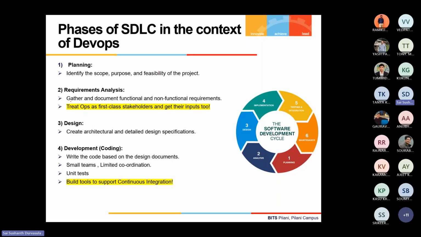So this is something that is taken from the textbook as well, this particular statement wherein they say treat ops as your first class stakeholders and get their inputs too, right? So usually what happens is most organizations involve DevOps only towards the end of the life cycle, wherein they are ready to promote the code from development environment to test environment, or once it is tested to the staging or production environments of the customer, right?